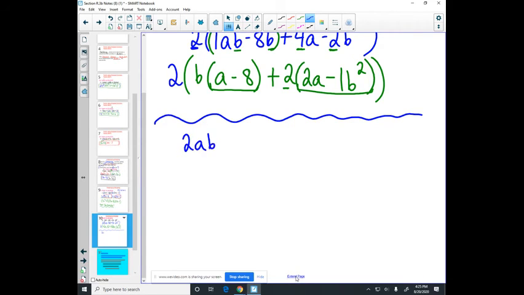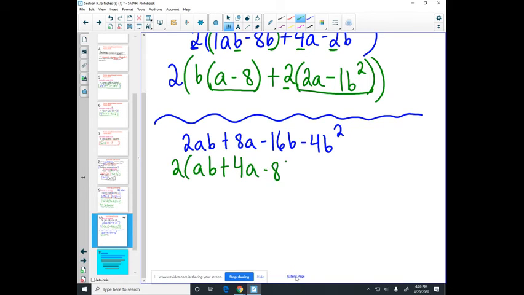So 2ab plus 8a minus 16b minus 4b squared. Okay, so now let's try reordering it. Just a heads up, this is not a problem that would be on your test. This is just a problem to kind of make you think. Use your critical thinking skills to think about how we could do this another way. So same thing, I'm going to pull out a 2 out of everything. We're left with ab plus 4a minus 8b minus 2b squared. Just like we did on the last problem, pulled out a 2 first.